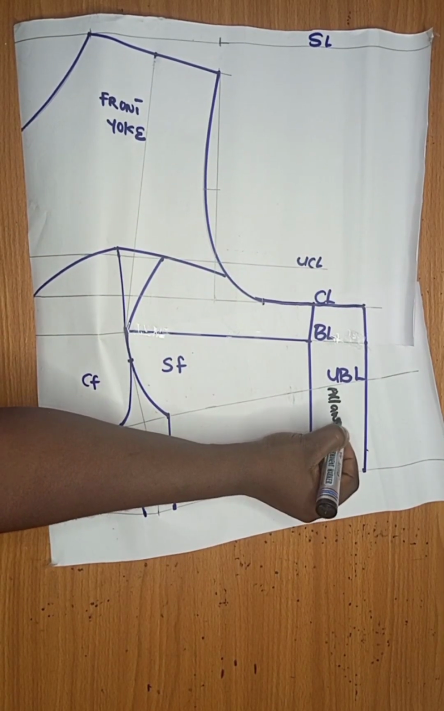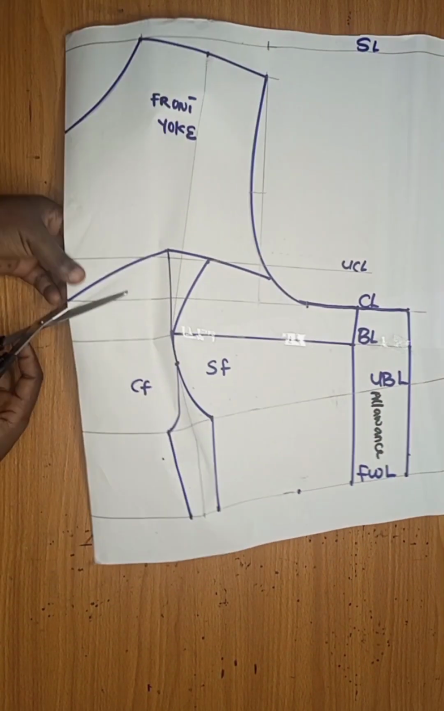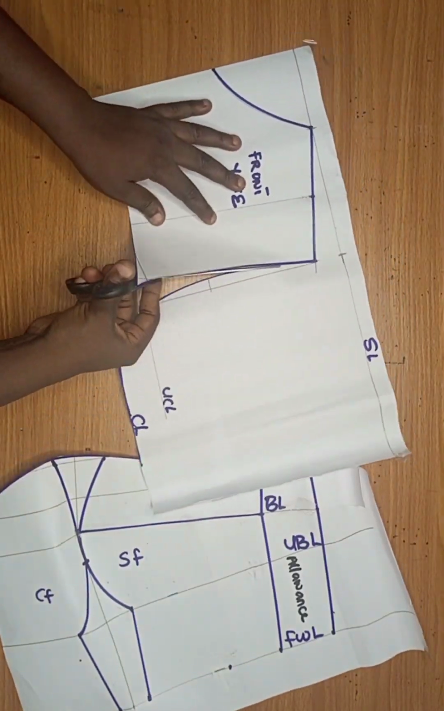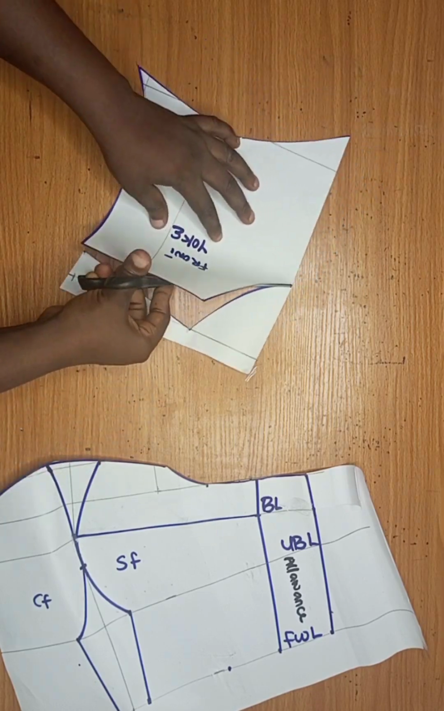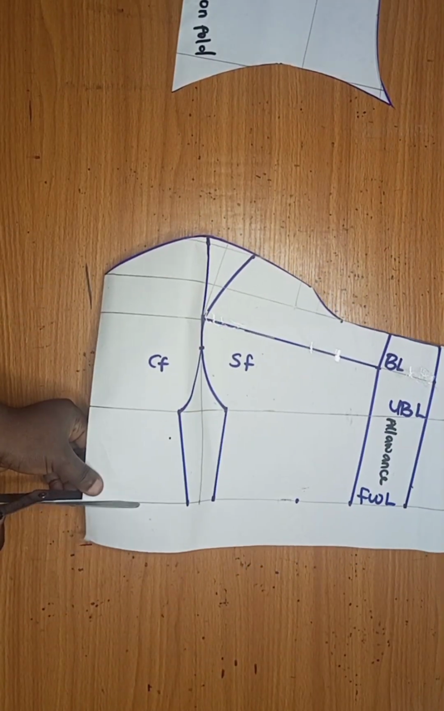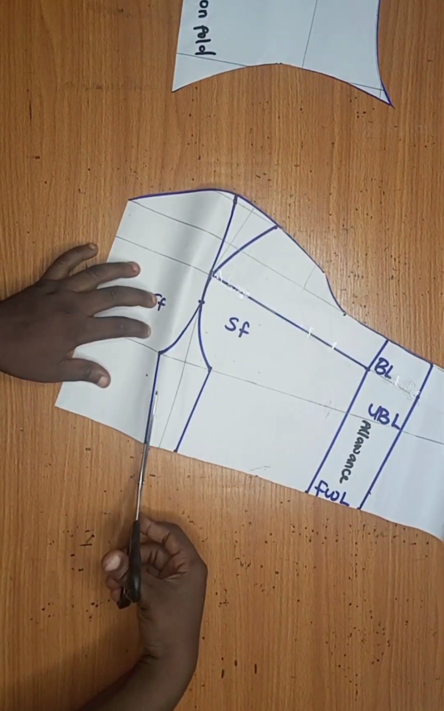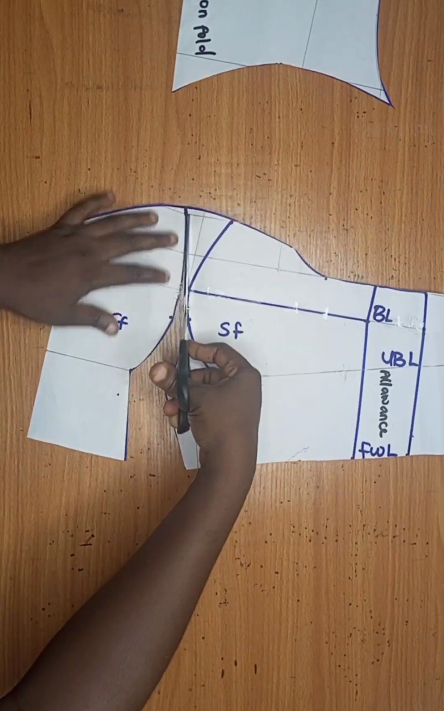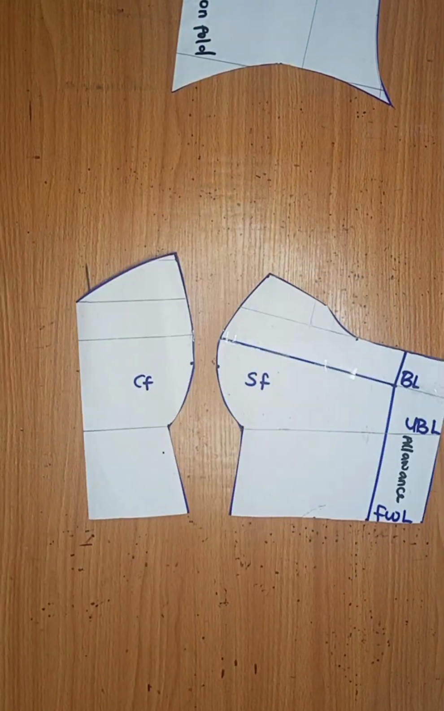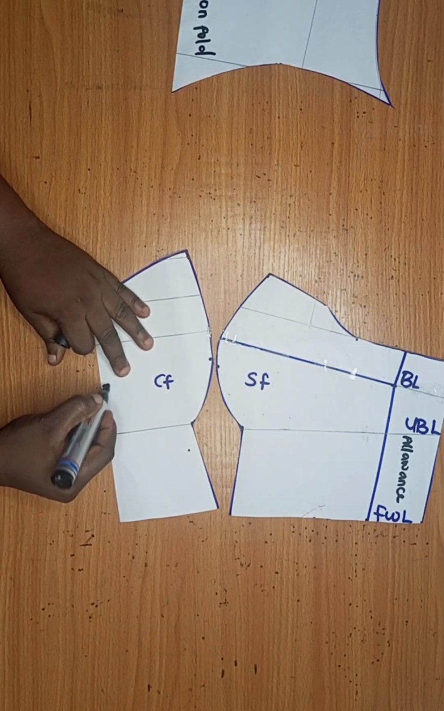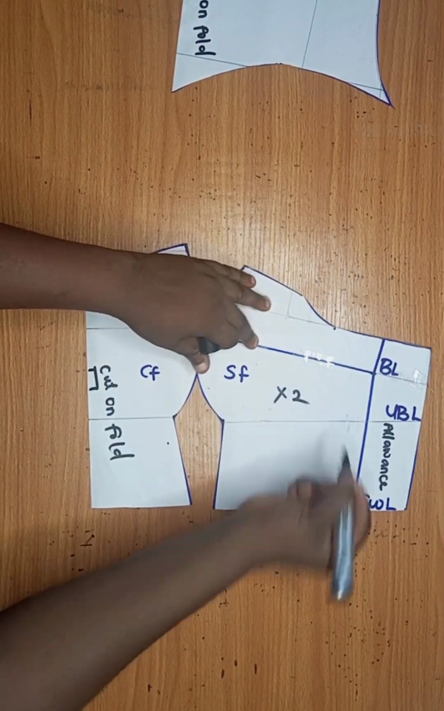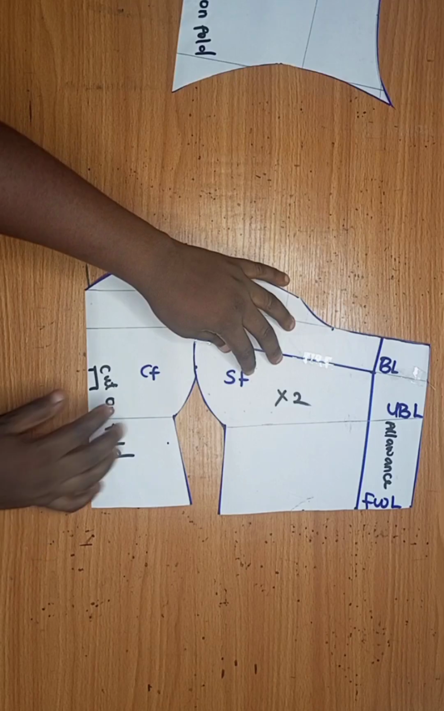After doing that, the next thing I will do is to cut out the front yoke. Okay. So I'm going to be cutting this yoke on fold on my fabric. Now I'll go ahead to cut out the bustier part. So after cutting the bustier parts, this center front here, I'm going to be cutting on fold on fabric. Then the side front, I'm going to be cutting times 2 of it. And this is all for the front pattern.